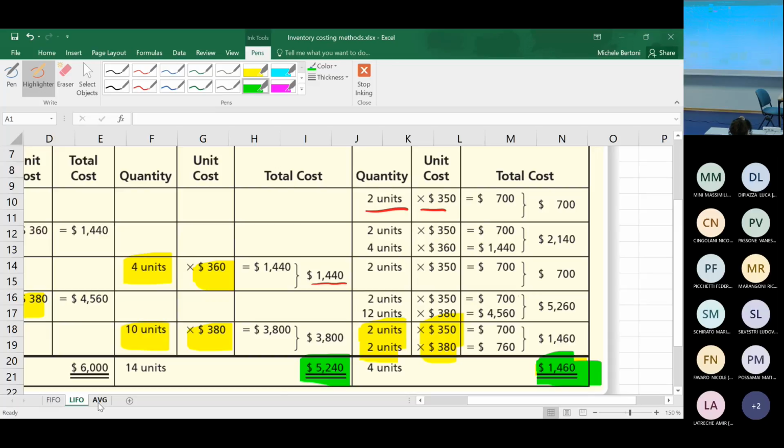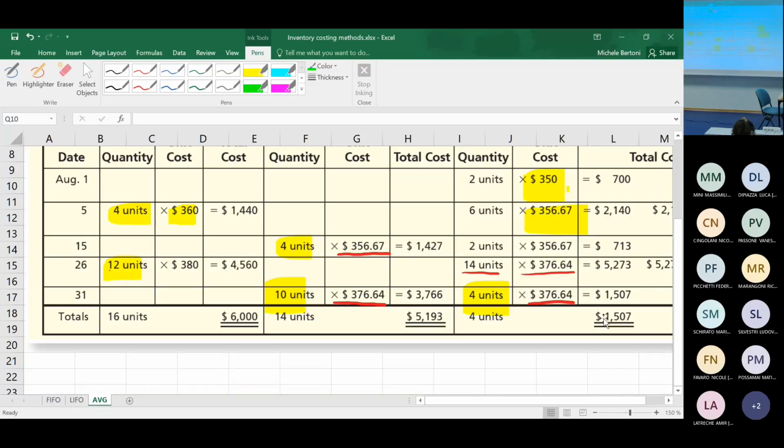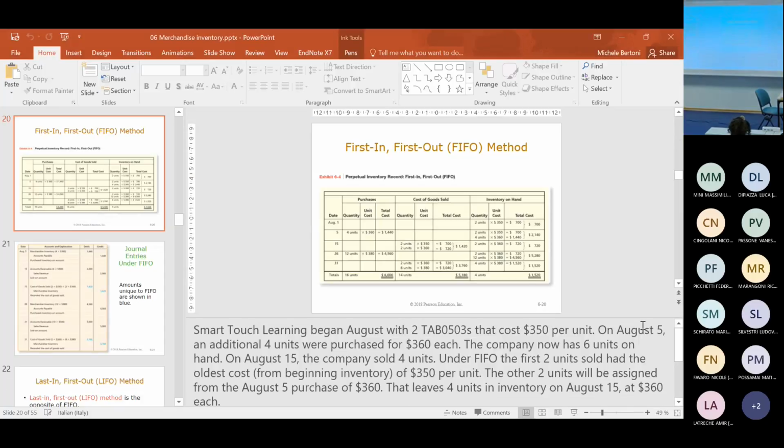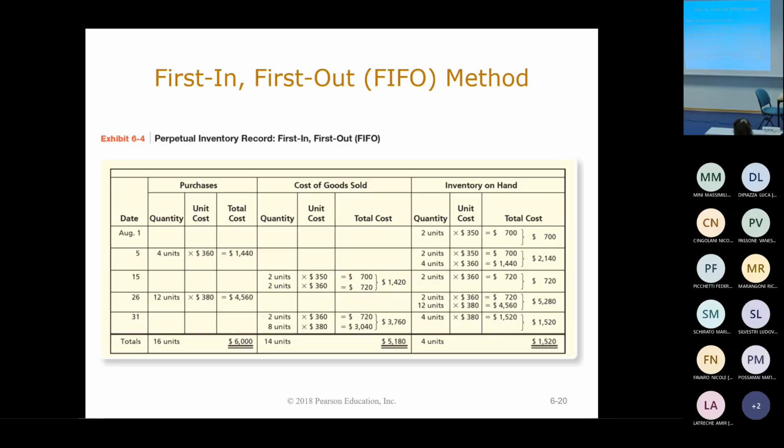The average cost method achieves some middle ground solution. Okay, so it's in between the two methods, in between LIFO and FIFO. So the consequences of these methods are what's really important for us to understand. The journal entries, now we're going to have a look at the entries, are not really different.